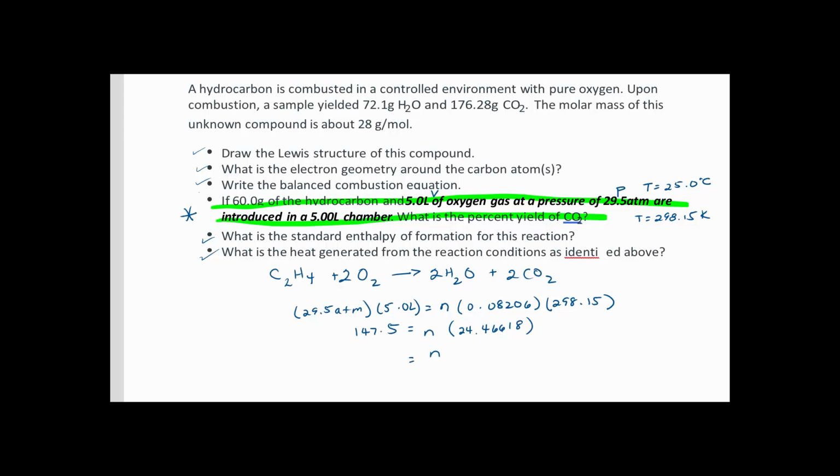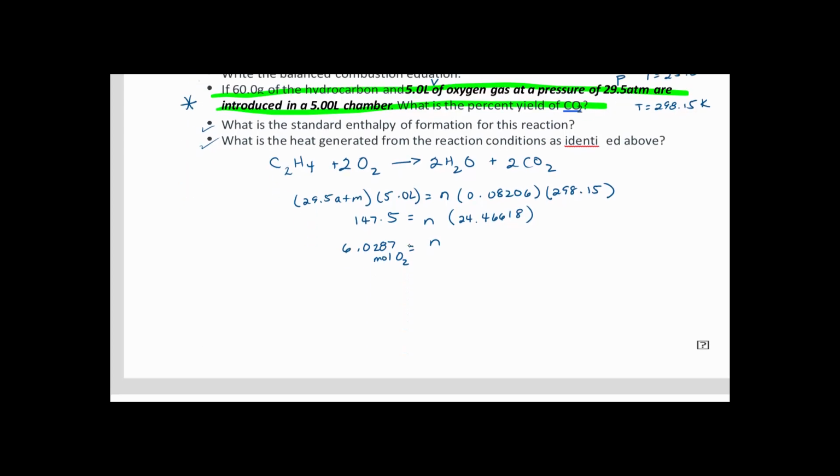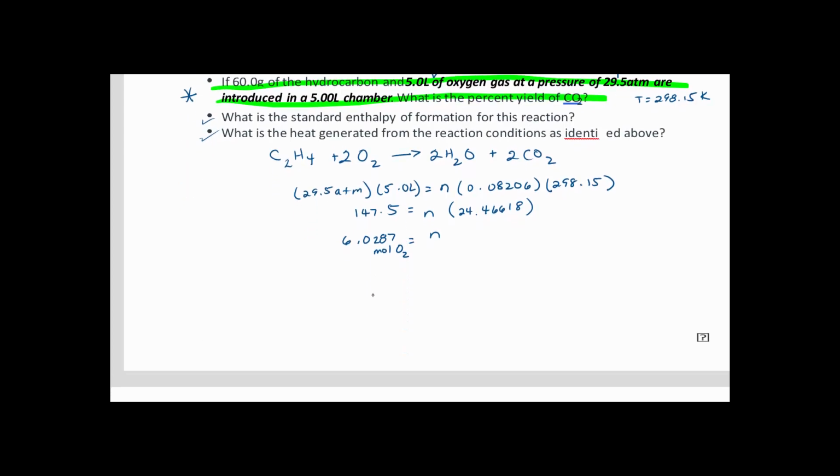So the N that I get is 6.0287, again, don't round yet, moles of oxygen. Well, what does that tell us? Now we can use those moles of oxygen in order to find out how much product we would make. So starting with this value that stays in my calculator, this 6.0287 business, moles of oxygen, I'm going to convert that into moles of my product.